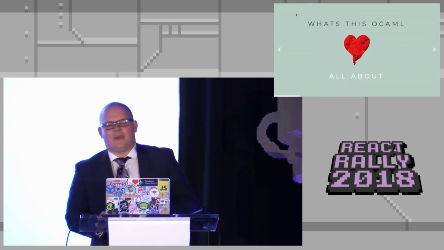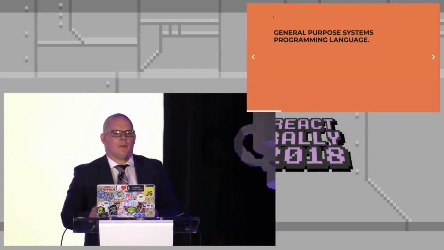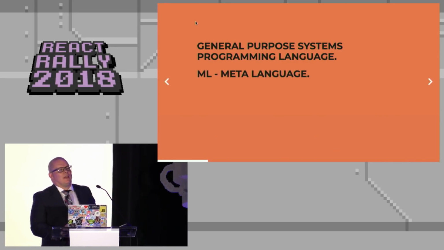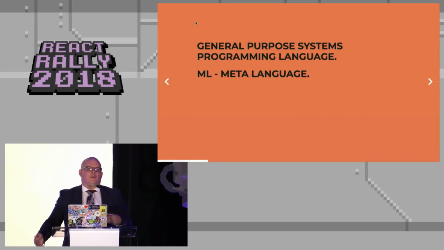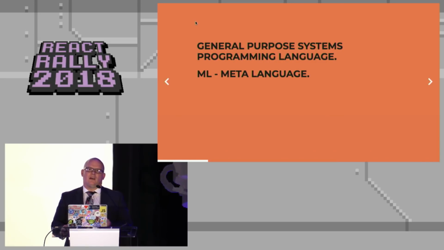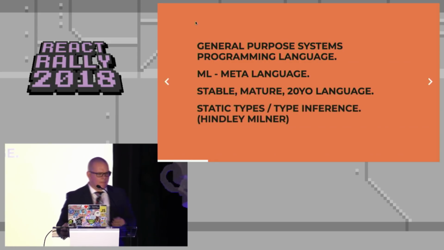So what about this OCaml business? OCaml is a general purpose systems programming language. This is a native language. It's a meta language. The meta language family had the original MLs, OCaml, and Standard ML. ML was the inspiration for languages like Elm and Rust. It's super old and good because of that, right? A lot of this stuff has been figured out over 20 years, so it's stable and mature.